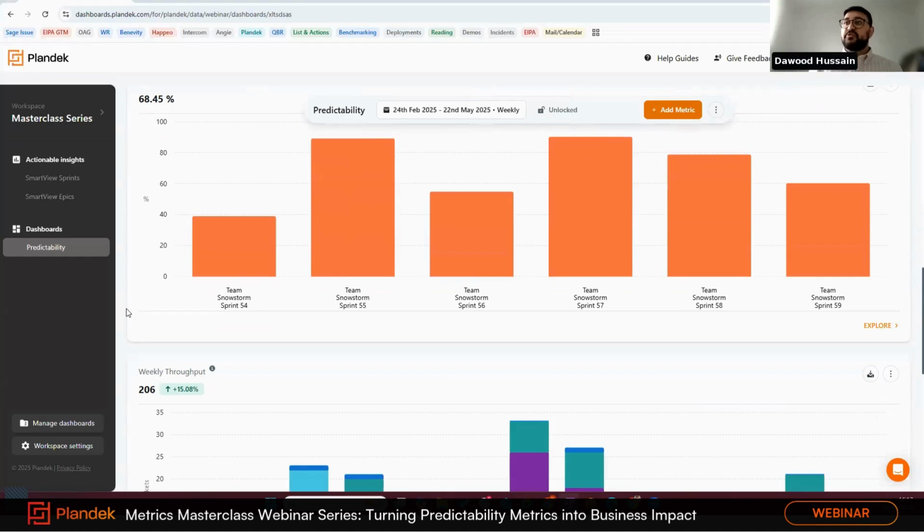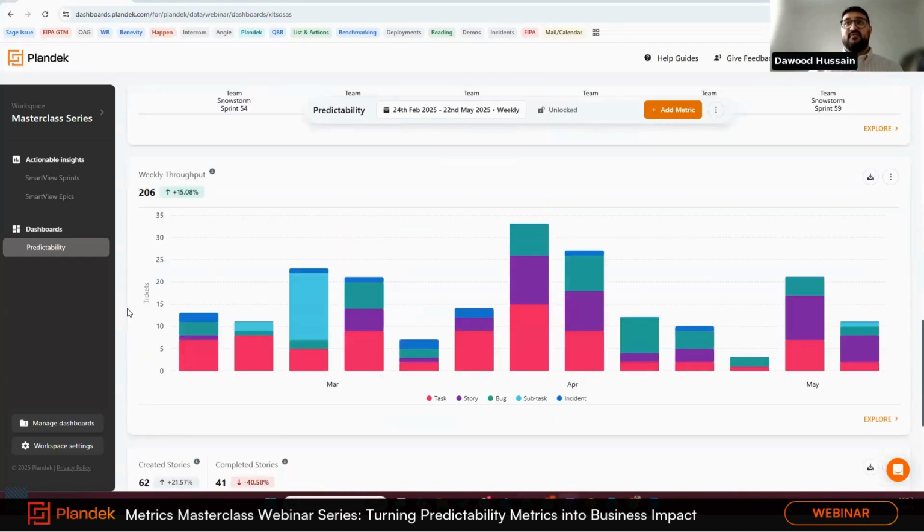Now, I've added a couple of metrics in here for teams that may not necessarily use sprints and might be a little bit more Kanban focused. And so the first one is a completed tickets metric, and I've renamed this as weekly throughput. This is essentially the completed tickets metric broken down by issue type.